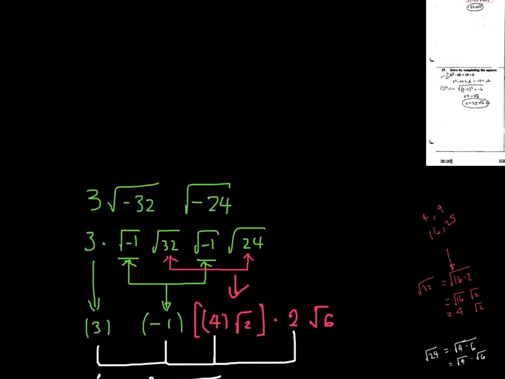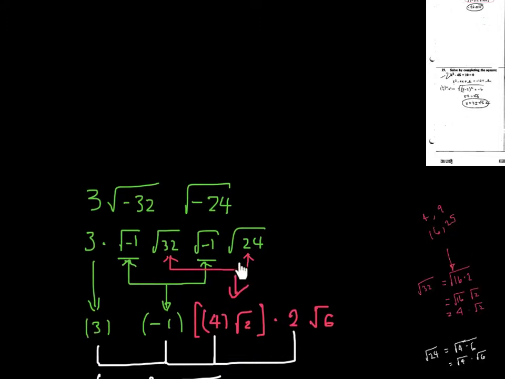And from here, I combine all the numbers together because I have minus 1 times minus 1 radical sign. That gives me minus 1 radical sign. The whole thing times together, so I have minus 1. I get rid of my radical sign. 3 is left alone over here.